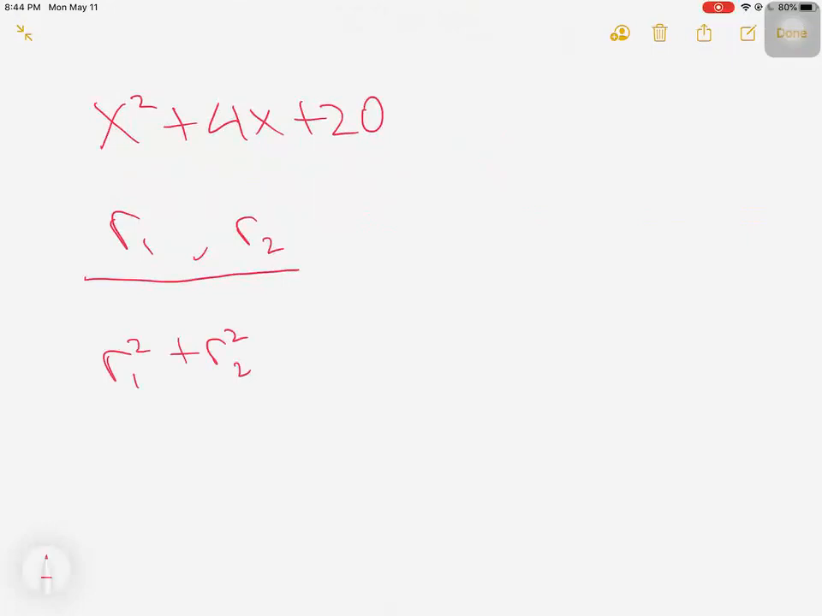The question is going to ask you to find r1 squared plus r2 squared, and to also find 1 over r1 plus 1 over r2.